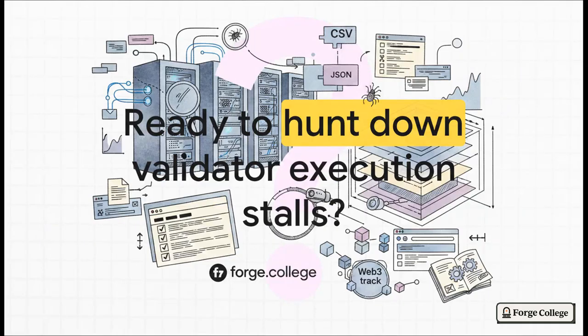So, I've got to ask, are you ready to take these benchmark CSVs deep into the validator's internals to hunt down those pesky execution stalls? Because that is exactly what we're going to be doing next. These CSV artifacts and JSON summaries will be your primary tools in our next explainer on debugging contention and advanced execution paths.